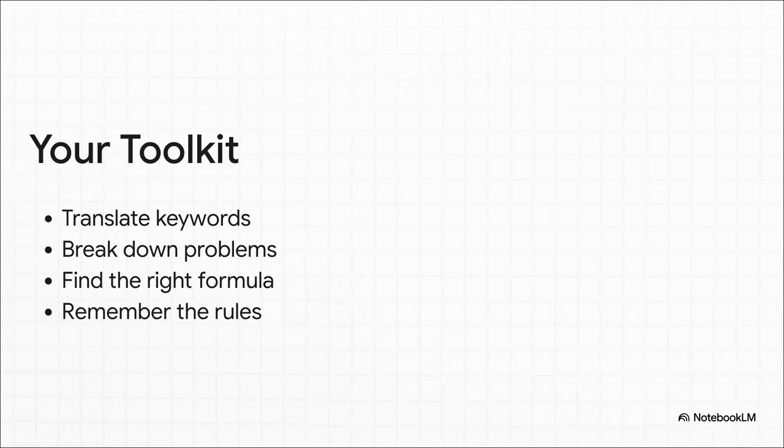So this right here, this is your brand new problem-solving toolkit. It's simple, right? Translate the code words like of and percent. Break down those big, scary word problems into smaller steps. Find the right formula for the job, like perimeter. Remember the simple rules for things like scientific notation. And seriously, use your calculator. It's a tool, not a crutch. It lets you focus on the how without getting bogged down. These strategies are the real key.